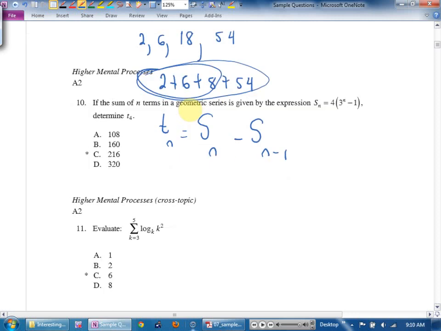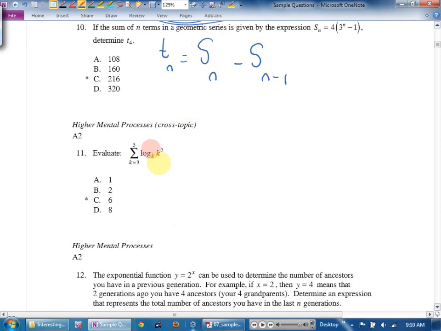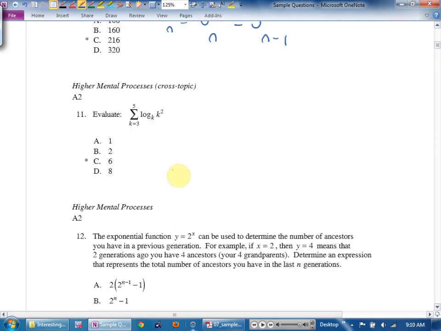Okay. Here's a cross-topic higher mental process question. So evaluate this here. Here's sigma notation. I don't know if you can see, but k is 3. So the first thing that I would do is I would write, well, log base 3 of 3 squared plus, and then k is going to be log base 4 of 4 squared. And then it's going to be log base 5 of 5 squared. I'm just plugging in k values as I go along from 3 to 5.